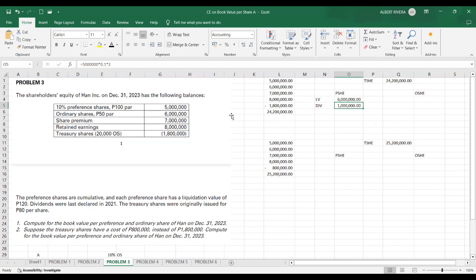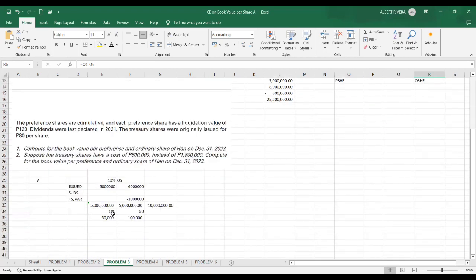Okay? Then sabi niya, preference or cumulative lang naman pala ito. Wala naman palang participation. So this would now be 7 million pesos. And 24,200,000 minus 7 million would be the ordinary stockholders' equity of 17.2 million, divided by the number of shares outstanding, which are 50,000 and 100,000.